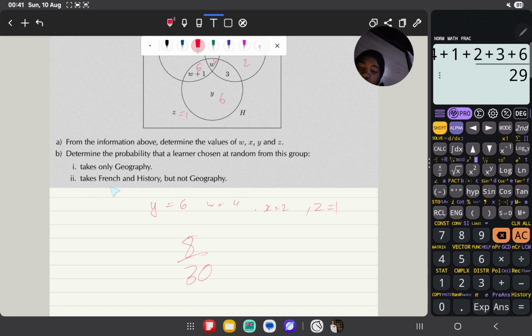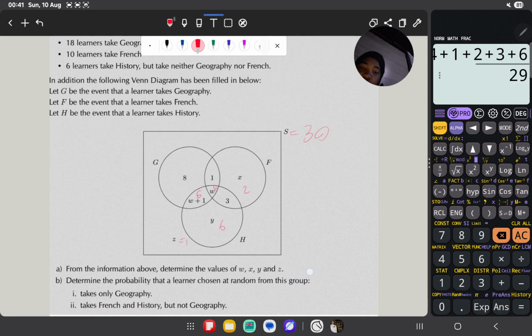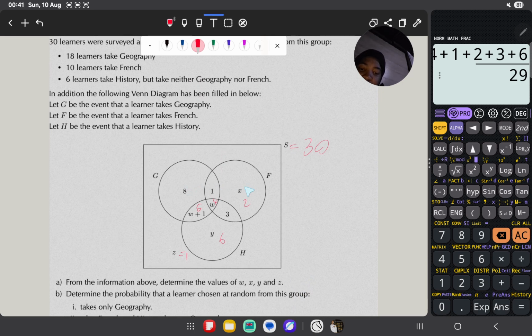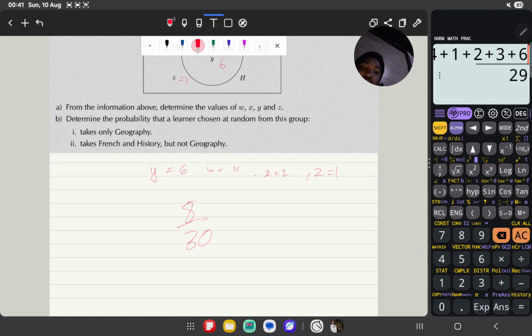And then takes French and history, but not geography. So that means the geography circle must not be included. And this is 3, right? So that means the answer is going to be 3 over 30, right? Which is 1 over 10, which is 0.1. Yes, that is so. It should be so. Yeah, 0.1.